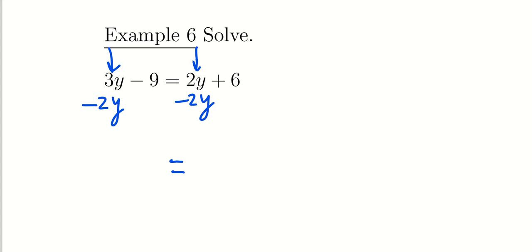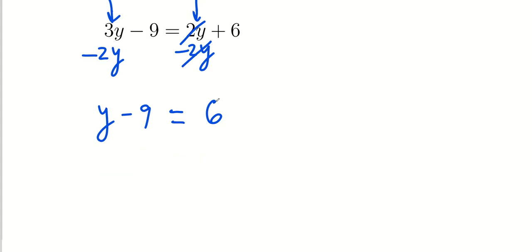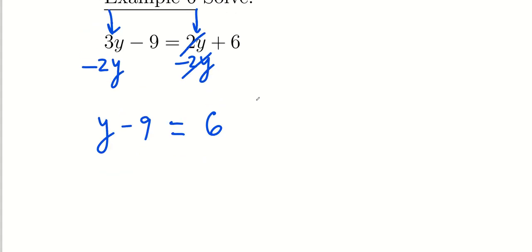3y take away 2y will leave us with 1y, which is just y. On this left side, the negative 9 comes straight down. On the right side, the positive 2y and the negative 2y cancel. They add to give 0, so we don't need to put it. And we still have that positive 6. With that move, we have now successfully moved the variable just to the left-hand side of the equation. So that's where your attention and focus wants to go.